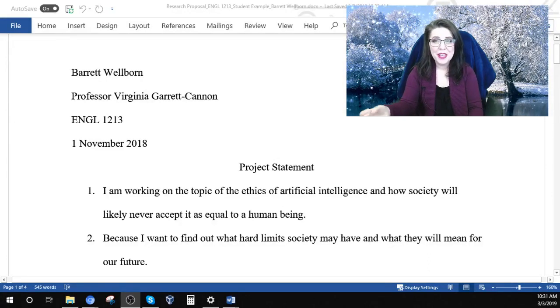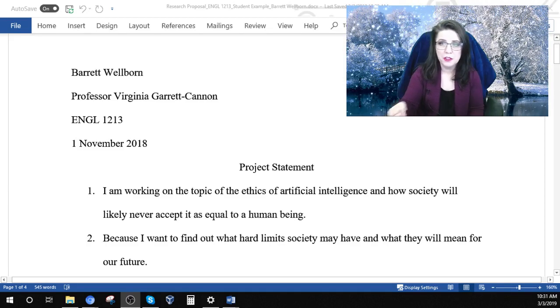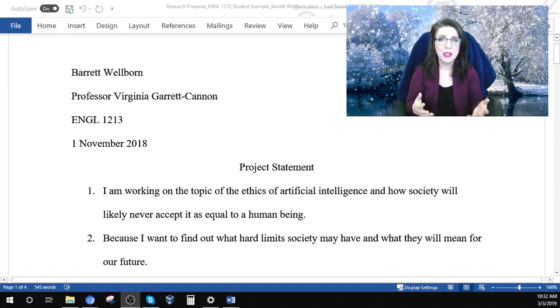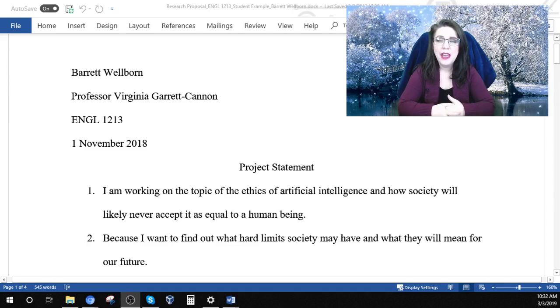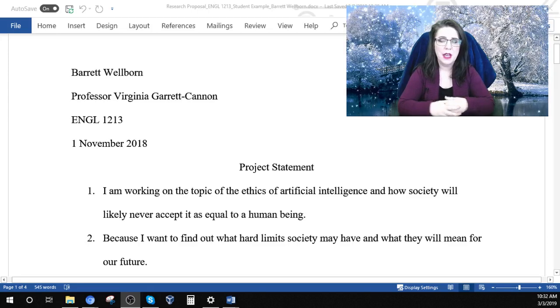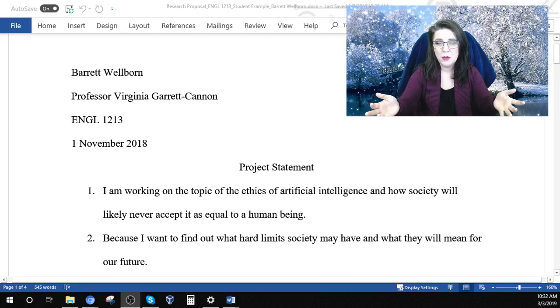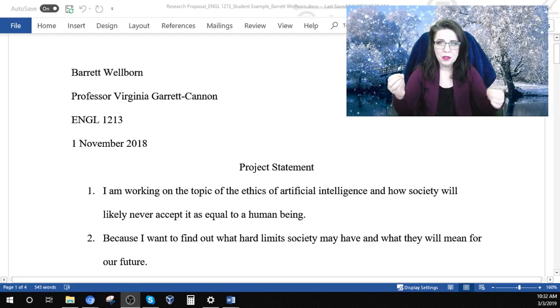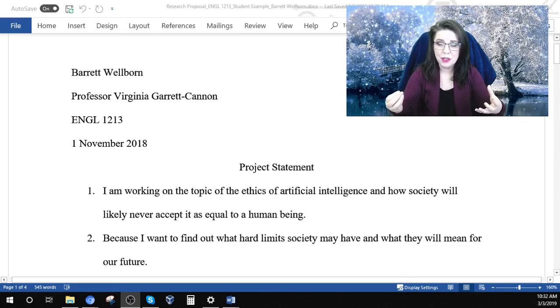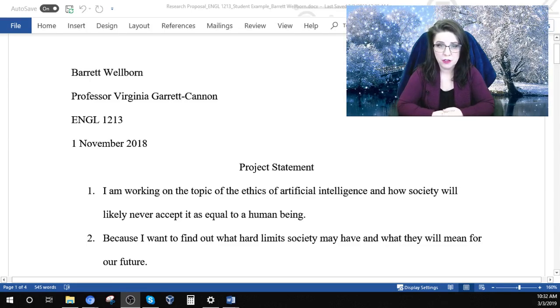Okay, so let's look at the second example for Composition 2 students. This is Barrett Welburn's proposal for artificial intelligence. As you know, I really enjoy the topic of artificial intelligence, and we take an entire week to explore this unit, and we talk about different philosophies and critical lenses. So I thought you just might enjoy seeing a research proposal about a topic that we discuss in class. So like the previous students, Barrett didn't abbreviate his month, so that would need to be changed. There are some grammatical and mechanical errors throughout his proposal, but I want you to look at the intent of the proposal. So let's begin by reading his project statement.